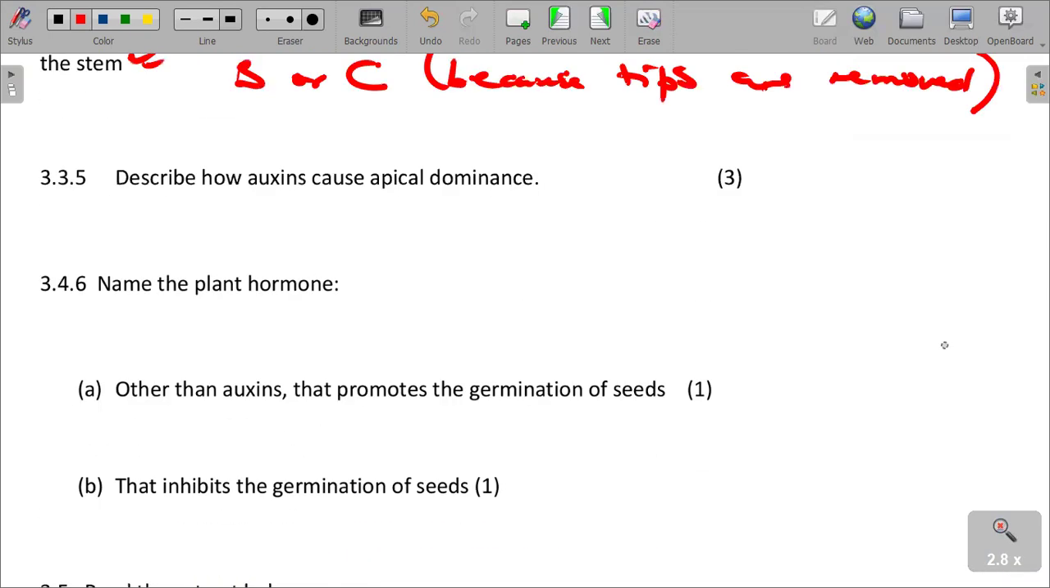Describe how auxins cause apical dominance. This also refers to the channel again. Apical dominance is actually explained. Please check, and please check. It is well explained. There are questions that come where there will be more marks than these ones. So describe how auxins cause apical dominance.